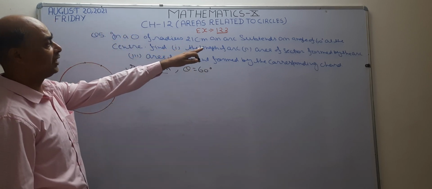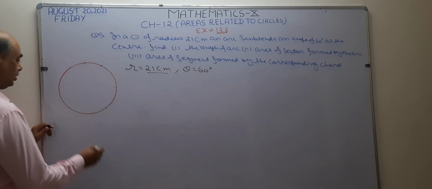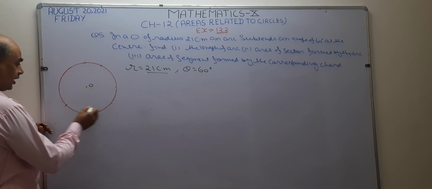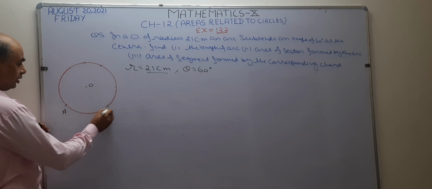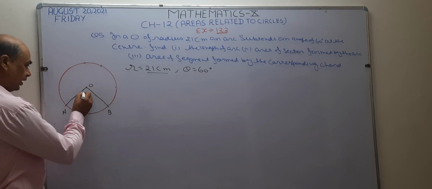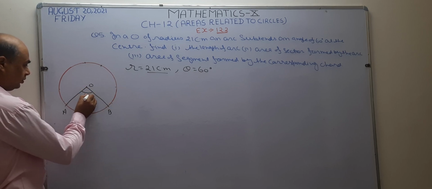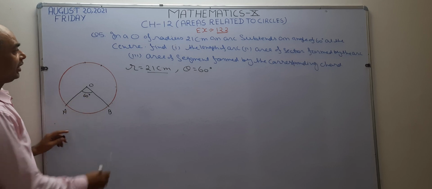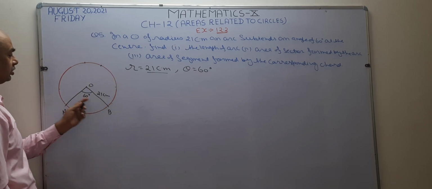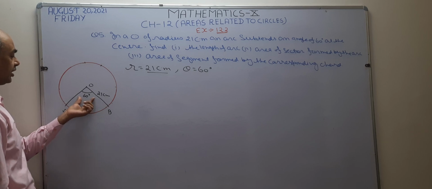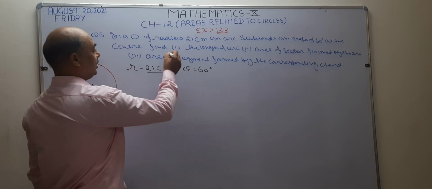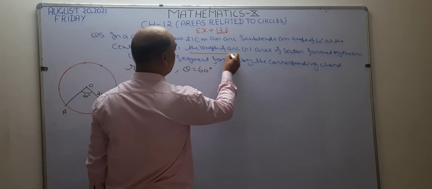And the arc subtends angle 60 degree at the center. Suppose this is your center. And this arc AB is going to subtend 60 degree angle at the center. Okay. Radius is given 21 centimeter, right here 21 centimeter. Angle is also given, 60 degree. This arc AB is going to subtend angle 60 degree at the center. Okay. Now in the first case, we are going to find the length of the arc.